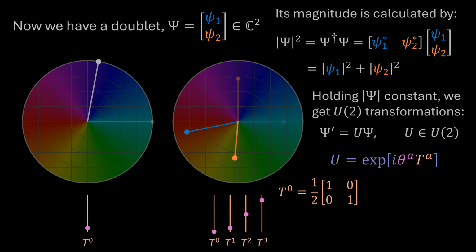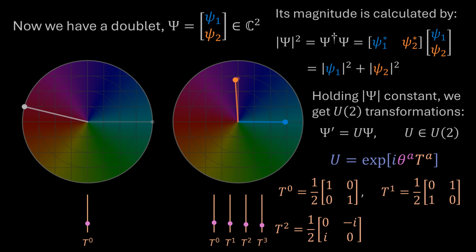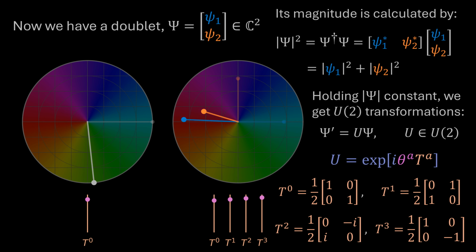And with that in mind, you can see that really T0 is effectively just the identity matrix, which aligns really nicely with what we saw earlier, where T0 was just the number 1. But because now we're in 2 dimensions, we also have all these other options for what the generators can be. So for example, for T1, we can use 1/2 times the matrix [0, 1; 1, 0]. For T2, we can use 1/2 times [0, negative i; i, 0]. And for T3, we can use 1/2 times [1, 0; 0, negative 1].